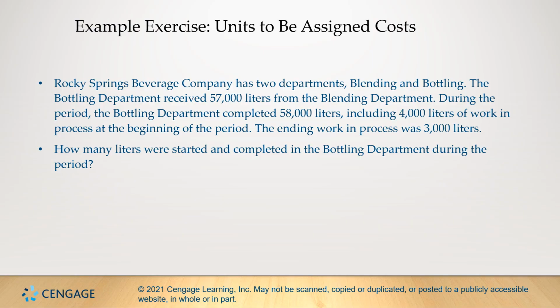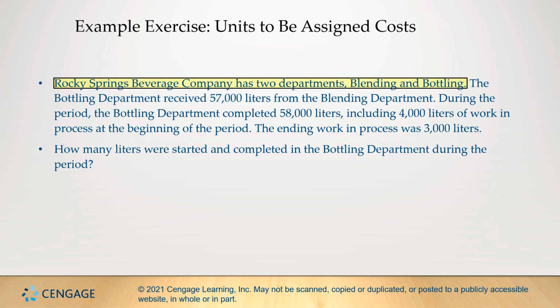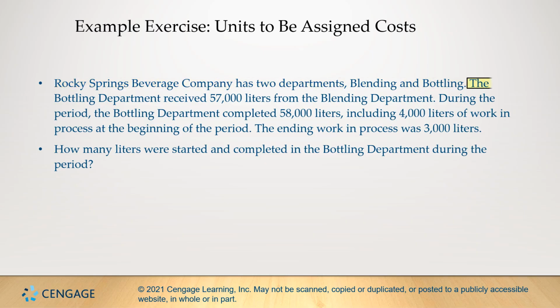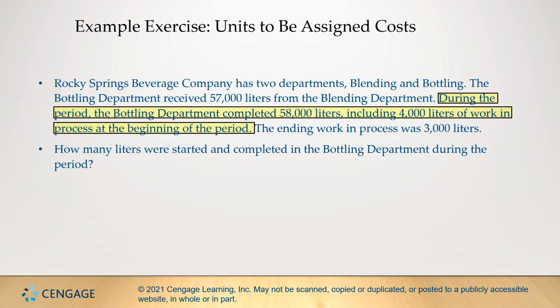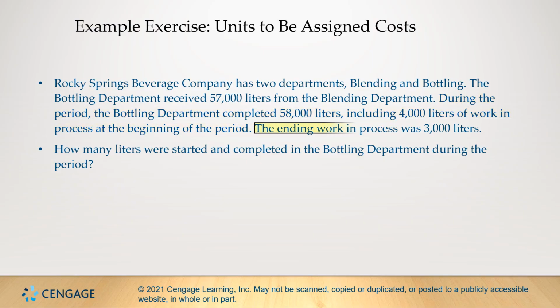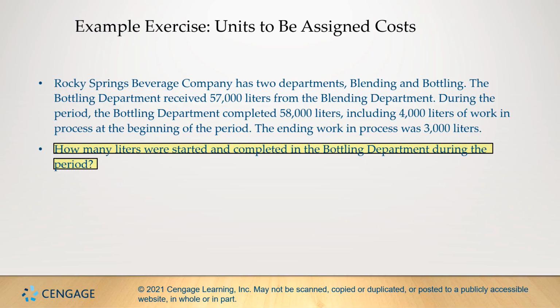Let's try an example exercise to ensure we can fill out that formula. Rocky Springs Beverage Company has 2 departments, blending and bottling. The bottling department received 57,000 liters from the blending department. During the period, the bottling department completed 58,000 liters, including 4,000 liters of work in process at the beginning of the period. The ending work in process was 3,000 liters. How many liters were started and completed in the bottling department during the period?